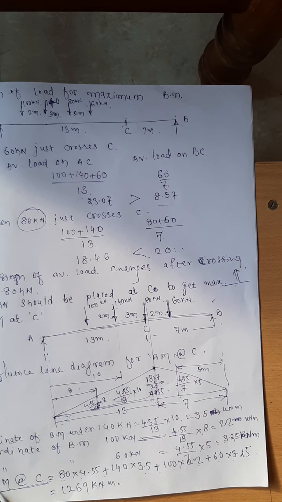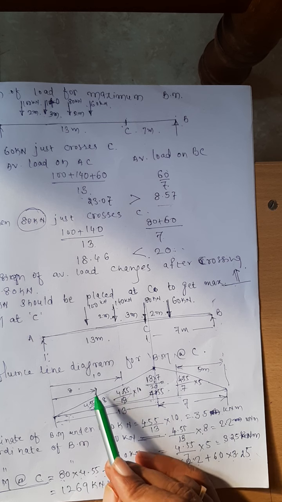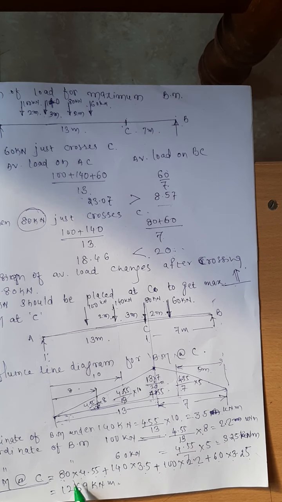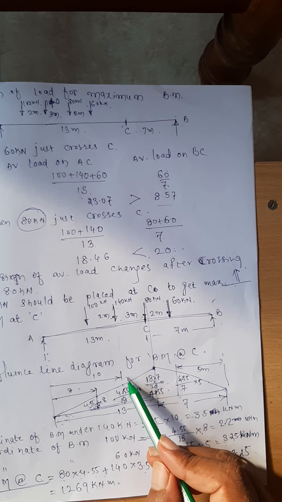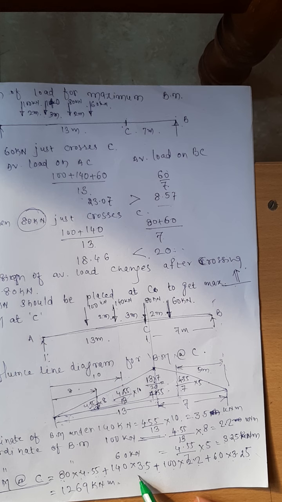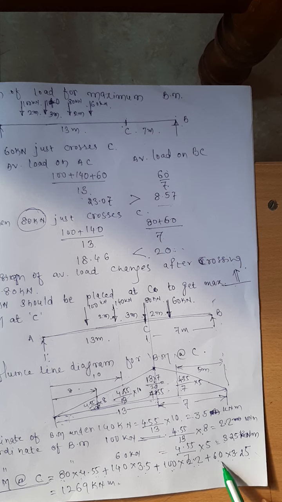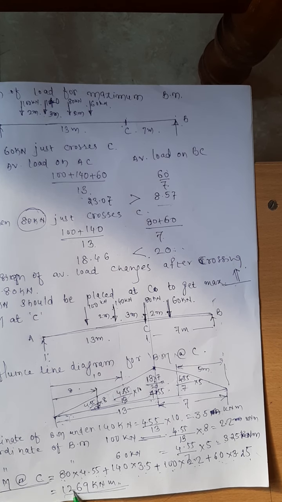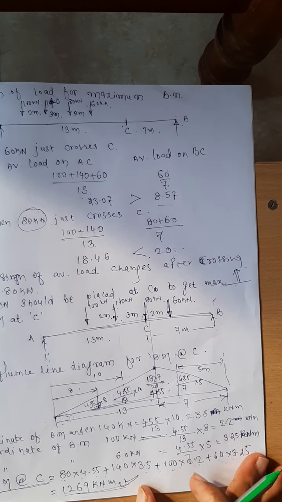So calculate the maximum bending moment at the point C: 80 into this happens to be 4.55. Then next is 140 into this number, 3.55. Yes, 100 into 2.2. 60 into 3.25. If you multiply, the final number will be 1269 kilonewton meter. This is the maximum bending moment at the point C.